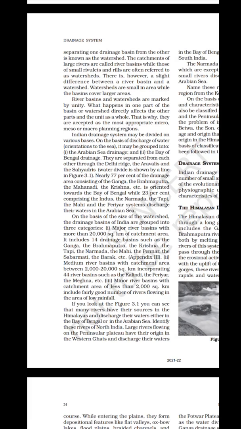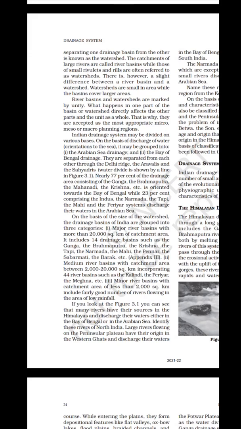River basins and watersheds are marked by unity. What happens in one part of the basin or watershed directly affects the other parts and the unit as a whole. That is why they are accepted as the most appropriate micro, meso, or macro planning regions.